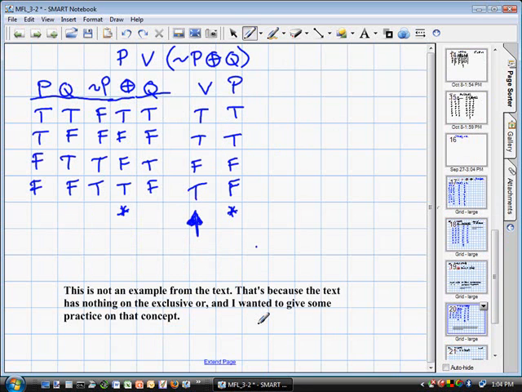Let's do this one. And by the way, you won't find this one in the book. Remember, the book ignores this symbol. It doesn't do the exclusive or at all. But I still expect you to be able to operate with it. So here's an example that wouldn't be in the book because it's got that. Do you notice what it is? It's P, for parentheses, not P, exclusive or Q.